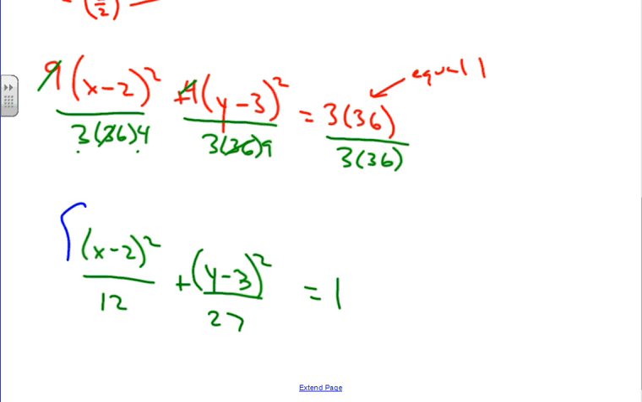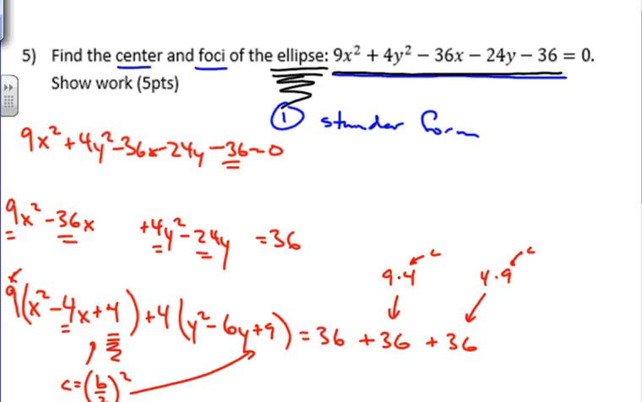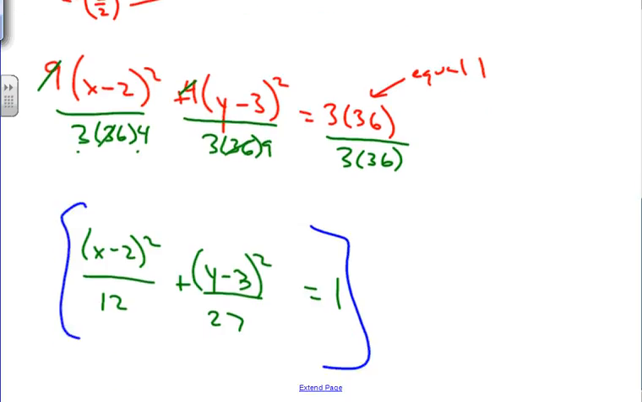Now, using our standard form, our goal was to find the center and foci. That's why we put it in standard form, so we could easily find our center and foci. The center, you can look at this, because h and k would be our center. So our center is located at 2, 3.